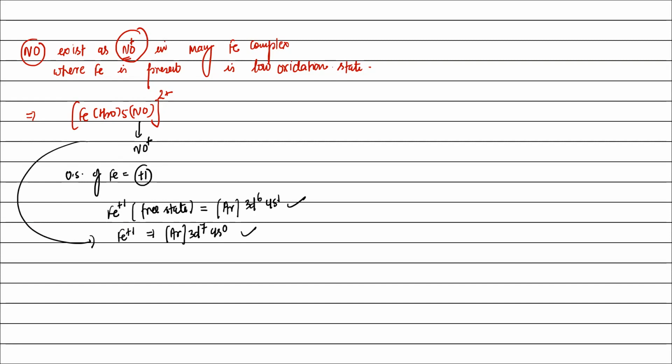Not like this. It is the electronic configuration in free state. It means there is no ligand. Free state means gaseous state. When the metal has these ligands, then first we have to fill d orbitals. After that, we have to fill s orbital. So all these 7 electrons will remain in the d orbital, not in s orbital, right?